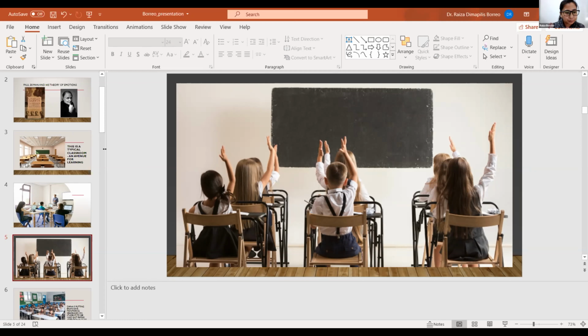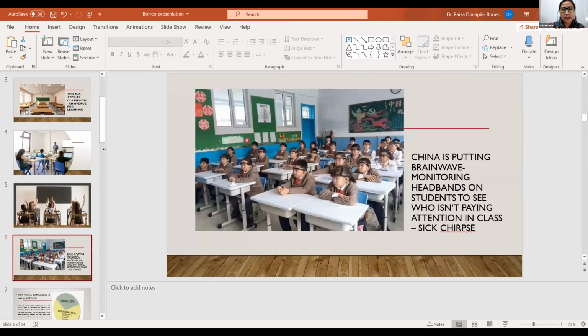Now there are several studies that have already been launched, and some different technologies already being used, just like in China, where students are using wearable devices like this one that you're seeing.